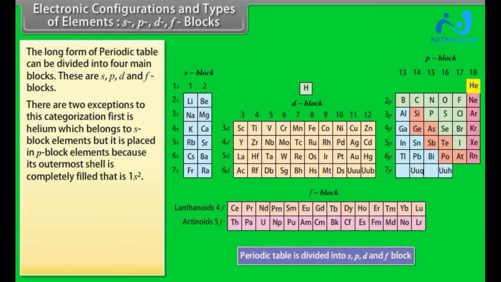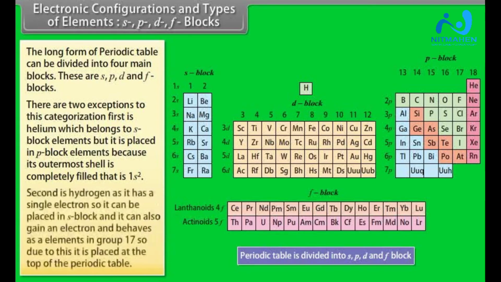First is helium, which belongs to s block elements, but it is placed in p block elements because its outermost shell is completely filled, that is 1s2. Second is hydrogen, as it has a single electron, so it can be placed in the s block, and it can also gain an electron and behave as elements in group 17.